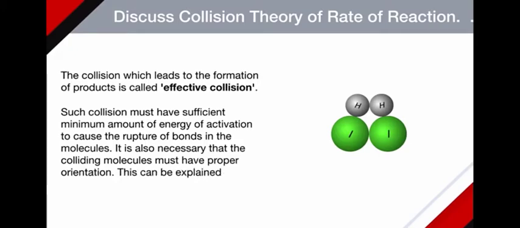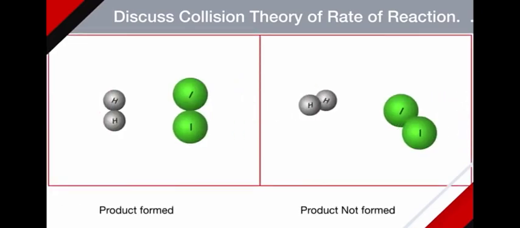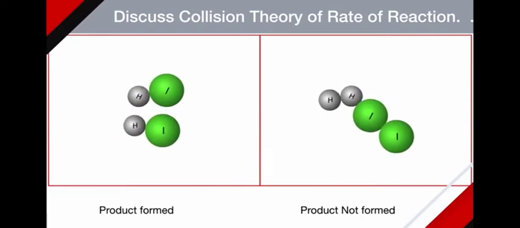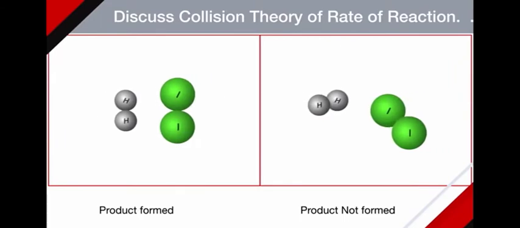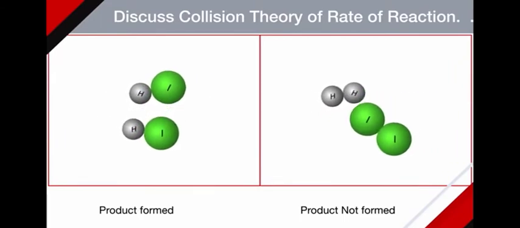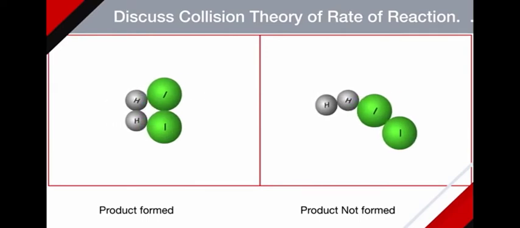This can be explained by taking the reaction between hydrogen and iodine to form hydrogen iodide. So, in this case, if the smaller hydrogen molecule collides with the bigger iodine molecule with proper orientation, that is head-on collision, an effective collision takes place, which gives the product formation.